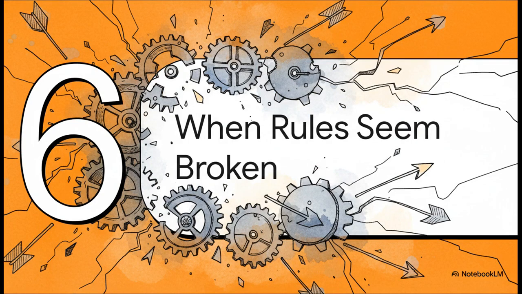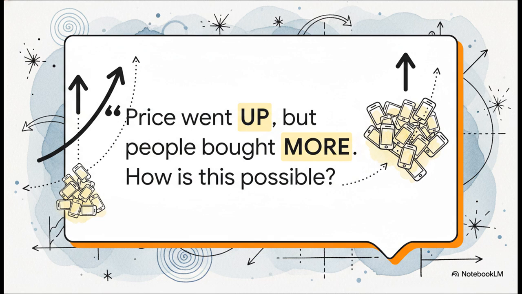Okay, so this all seems pretty straightforward, right? Down for demand, up for supply. But what happens when we look at the real world and see things that seem to completely break these fundamental rules? I mean, take this example with mobile phones. From 2005 to 2025, the price of phones actually went up, but people bought more of them. What? That seems to fly directly in the face of everything we've just talked about. So how on earth is that possible? Did the law of demand just break?